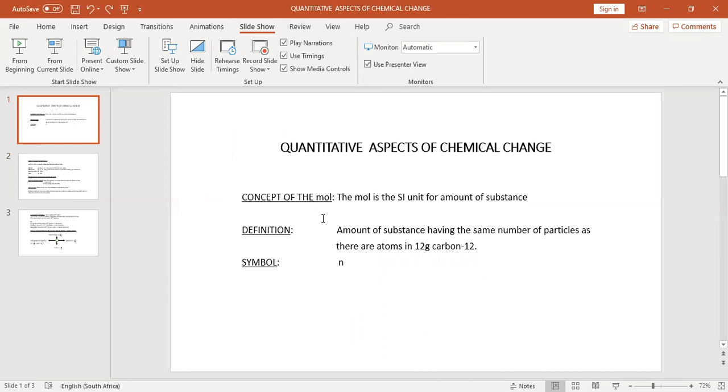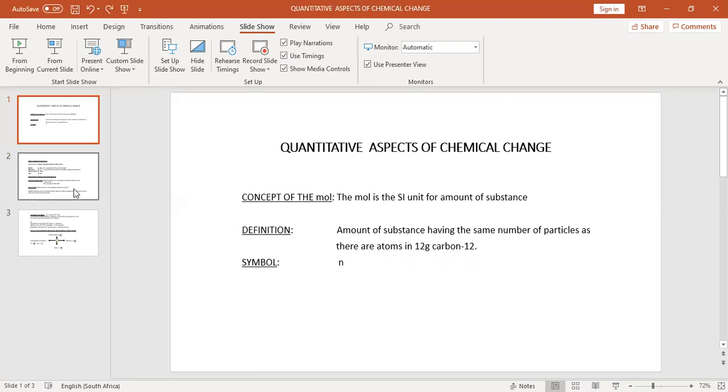So let's go again. Concept of the mole, it's the unit for the amount of substance. The definition, learn this off. Don't try and change the words around because you might lose the meaning. Learn it off. They will ask that in the exam. Here's your symbol, small letter n.